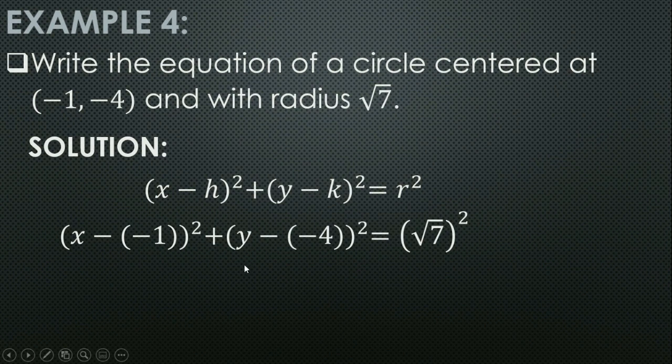So, doing so, we have negative times negative is positive, (x plus 1) squared. Negative times negative is positive, (y plus 4) squared is equal to (square root of 7) squared. We can cancel the square and the square root. Ang may iwan ay 7. So, definitely, this is the standard form of the equation of a circle whose center is at (-1, -4) and whose radius is equivalent to square root of 7. Okay?